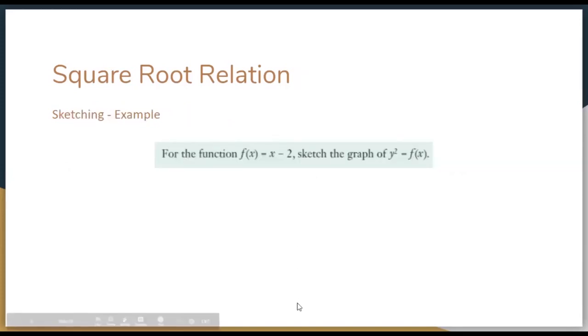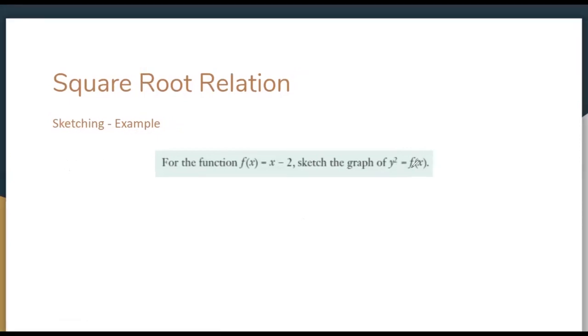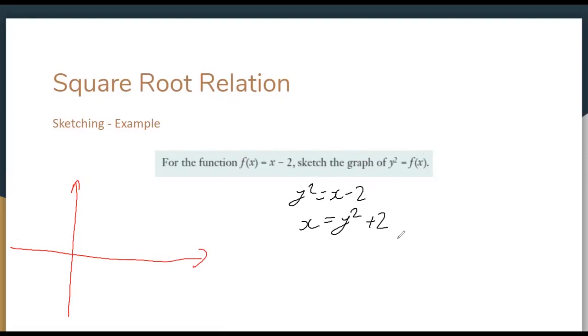So in this example, we want to sketch the graph of y squared is equal to f of x, where our f of x is x minus 2. So let's have a little think about that. If we have our function, then let's look at what this means. So we have y squared is equal to x minus 2. So here I've just subbed in my f of x. And if we rearrange this, then we get x is equal to y squared plus 2.